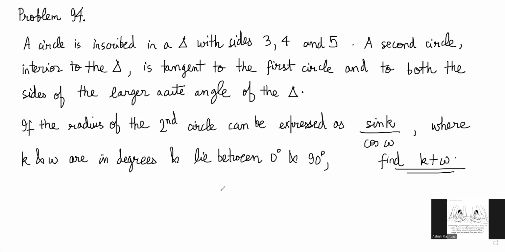So first thing to notice here is the triangle has sides 3, 4, 5. So it's a right angle triangle because 3, 4, 5 are Pythagorean triplets. So first of all, we have an in circle to a right angle triangle and then a second circle inside it. Let's draw a figure here.